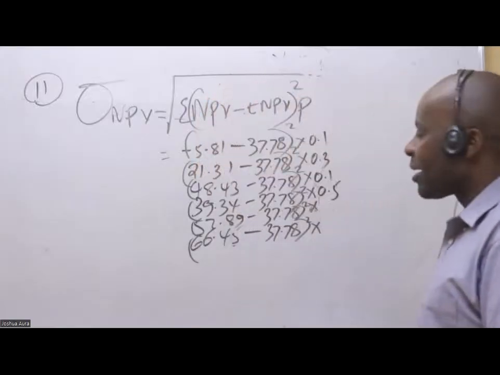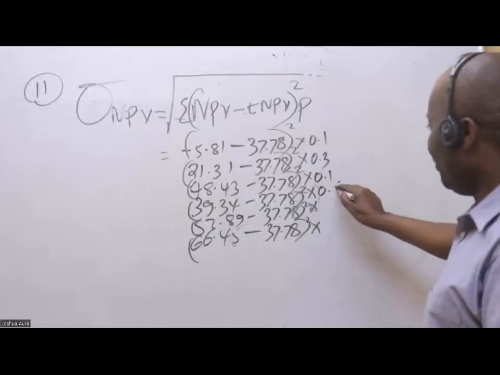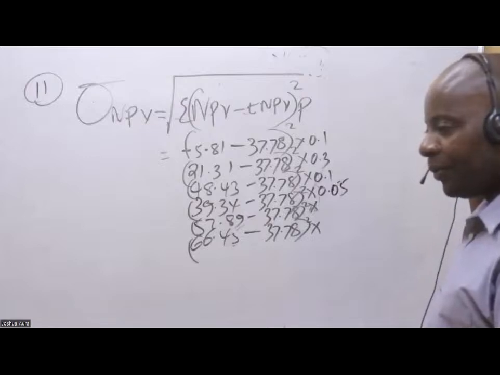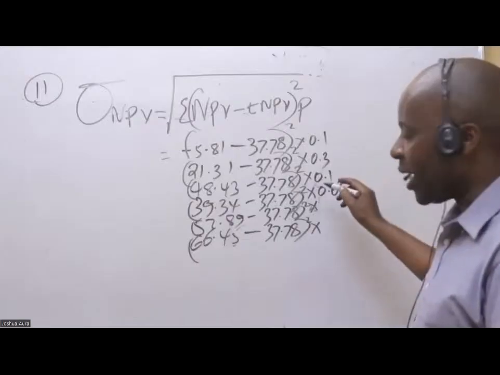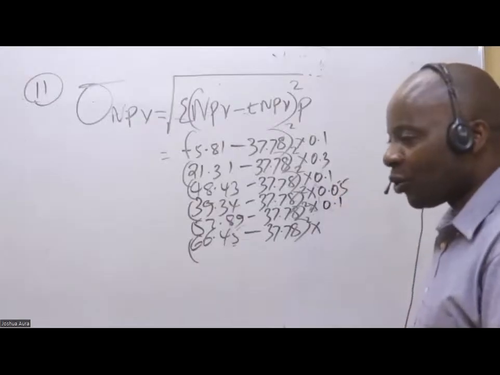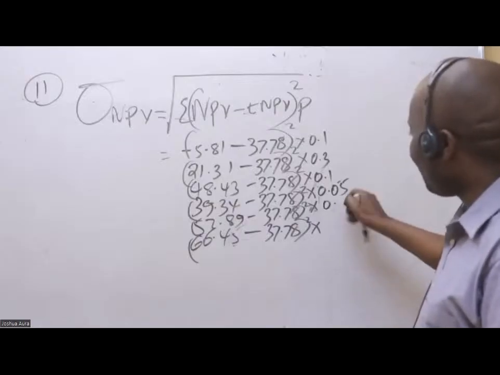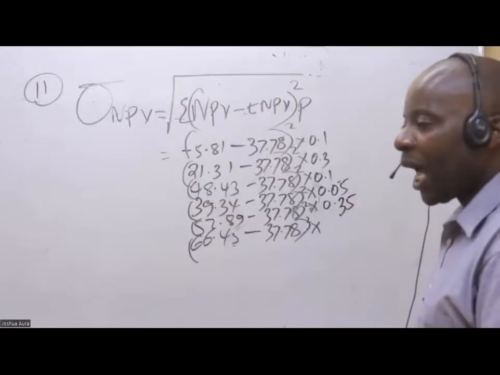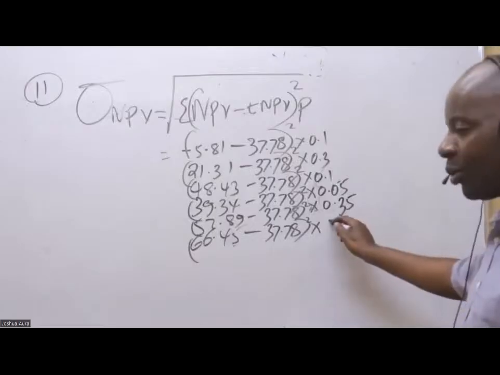0.35, the fifth one. No, they are telling me it is 0.05 here. 0.05. How about the fifth one? The fifth one, they're saying is 0.1. Oh, they're giving me different figures. The fifth one, they're telling me it's 0.35. How about the very last one now? The very last one now is 0.1.